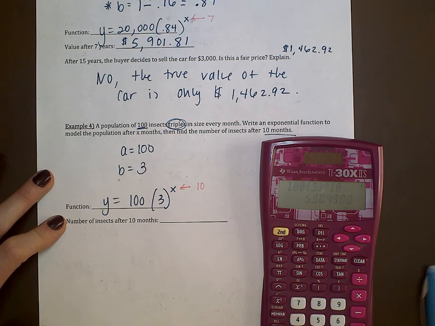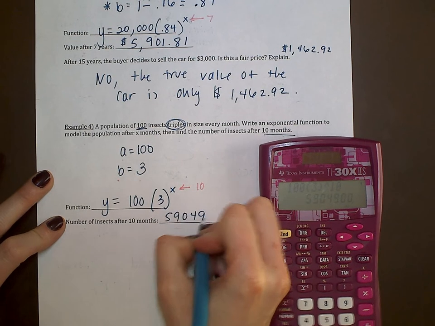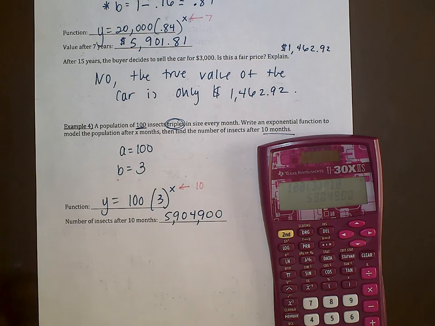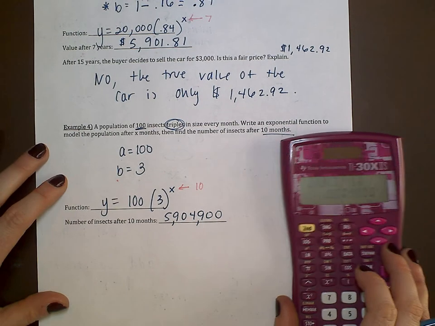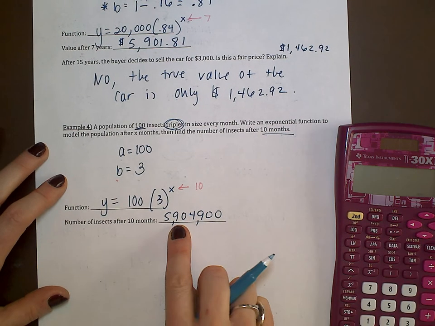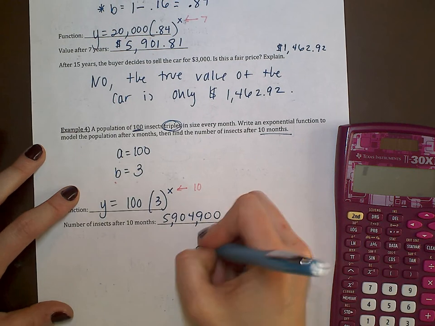Ew. Oh my gosh. So there is a ton of insects. That is kind of unbelievable. But if it triples every month, after 10 months, there is almost 6 million insects. Totally sick.